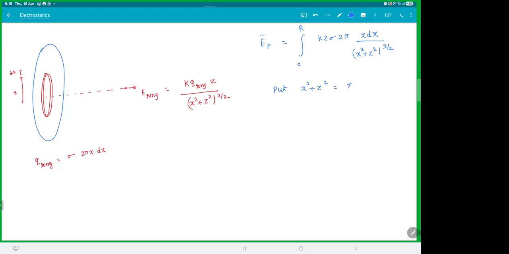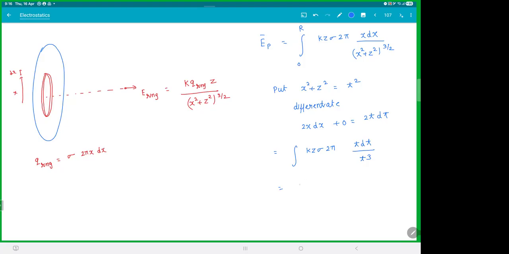So x square plus z square is equal to t square. Differentiate on both sides. This would be 2x dx, z square is 0, and this is 2t dt. Right? And substitute there. That would be k z sigma 2 pi, x dx becomes t dt. And the denominator becomes t square whole cube, t cube.